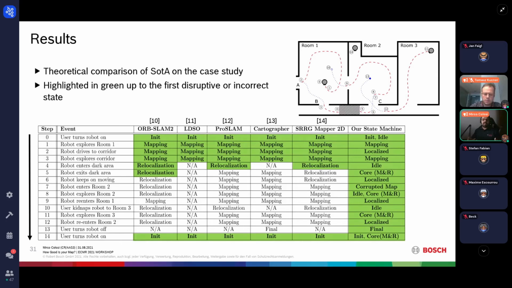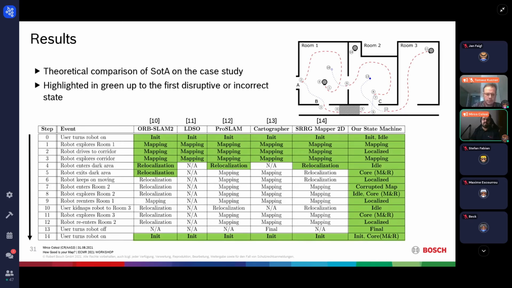First, a theoretical experiment was conducted where, thanks to the closed box analysis done on the state-of-the-art system, I demonstrated in the vacuum cleaner study case that all the competitors perform disruptive or incorrect behaviors at some point during the run. And the table summarizes the behavior of the systems according to the reconstructed state machines.